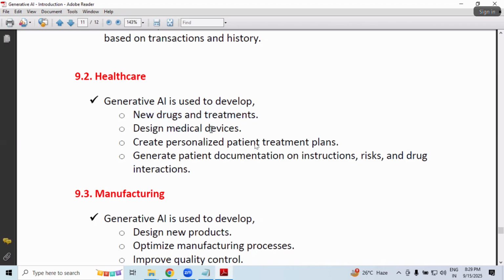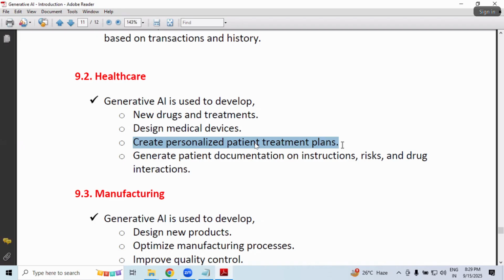Design medical devices. Very good. So creating personalized patient treatment plans. This is awesome. In olden days, there was a family doctor, but nowadays an AI agent is suggesting. You have to provide all your health information. They will attach one small device, it will capture the data, and from there the show will start.